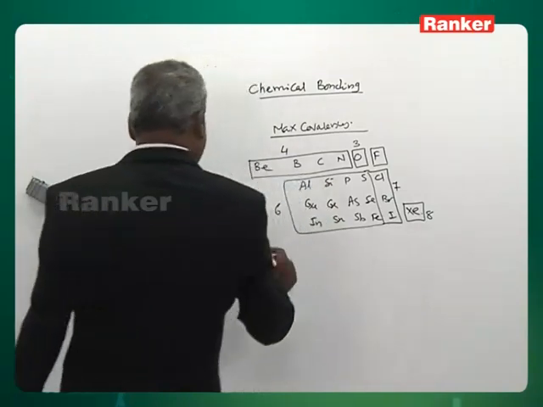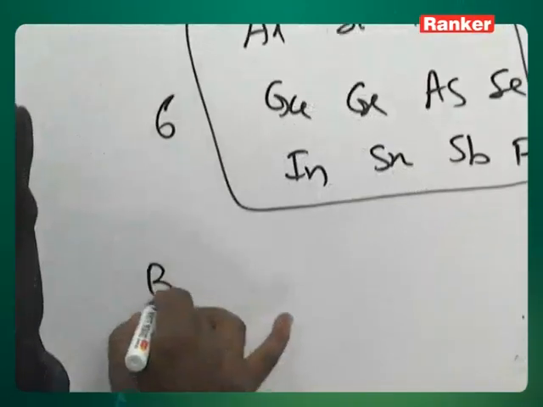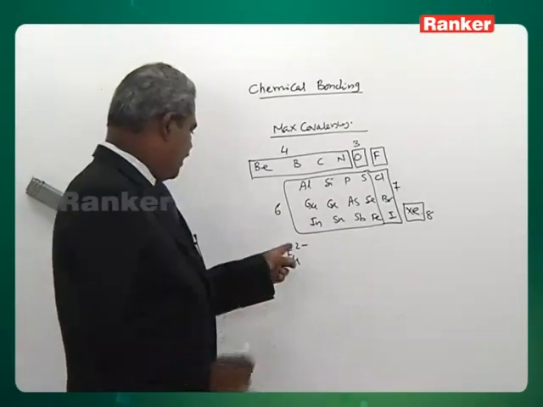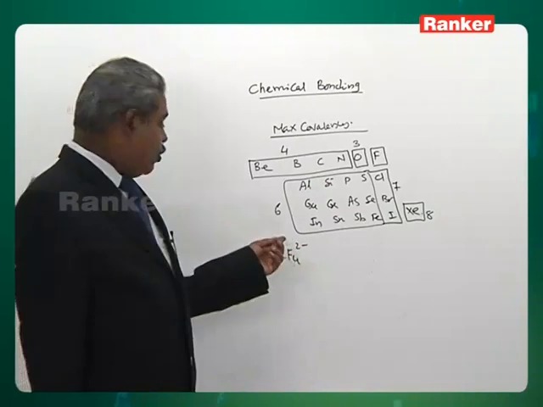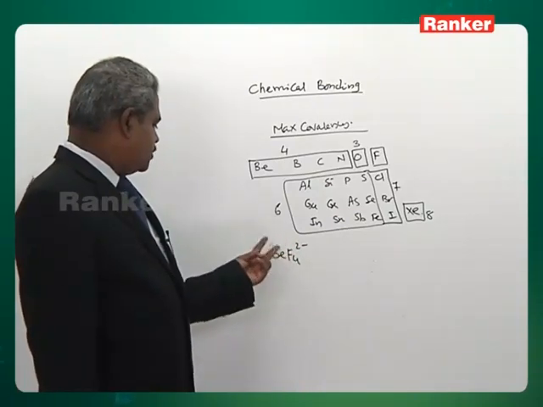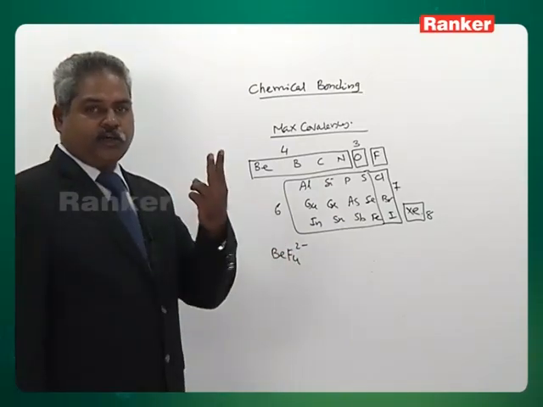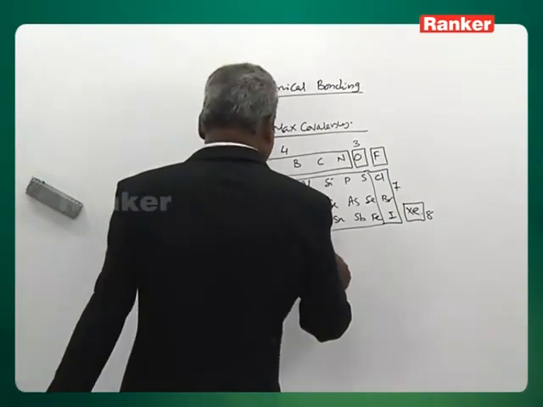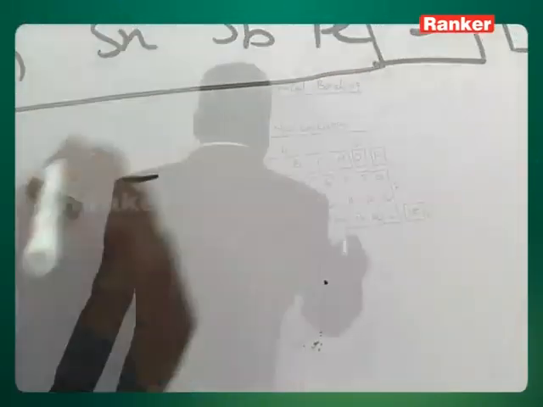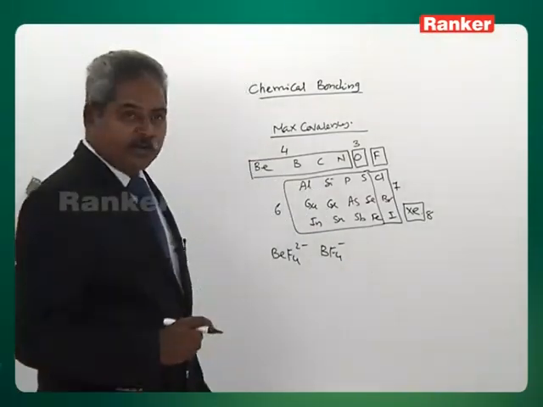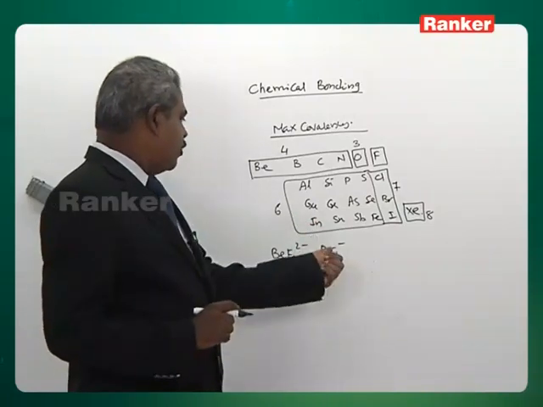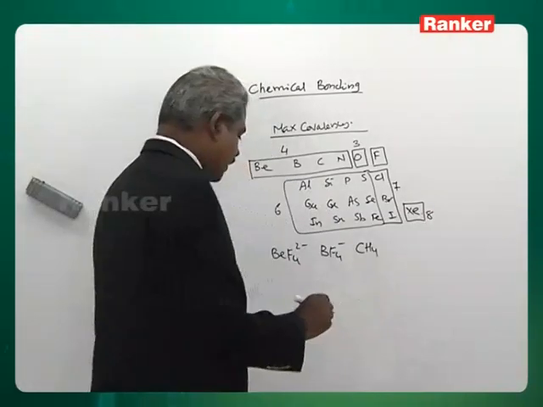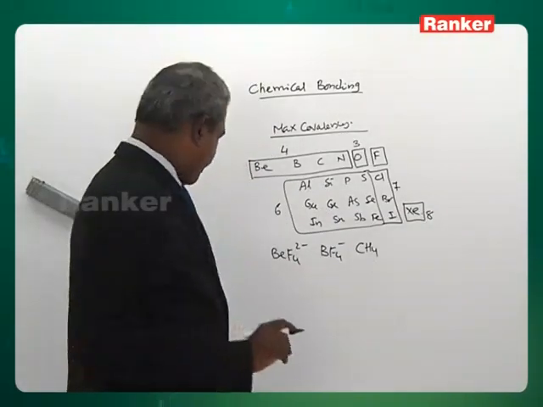Now, let me supply you with examples. BeF4 2 minus. What does this tell you? 2 minus means 2 F minuses, 2 donors. There are 2 donors, meaning beryllium is forming only 2 bonds on its own. 2 own, 2 donation. Boron, BF4 minus: 3 bonds on its own, third group, and 1 by borrowing. CH4, it has 4 electrons, it need not borrow anything, it can form 4 bonds straight away.